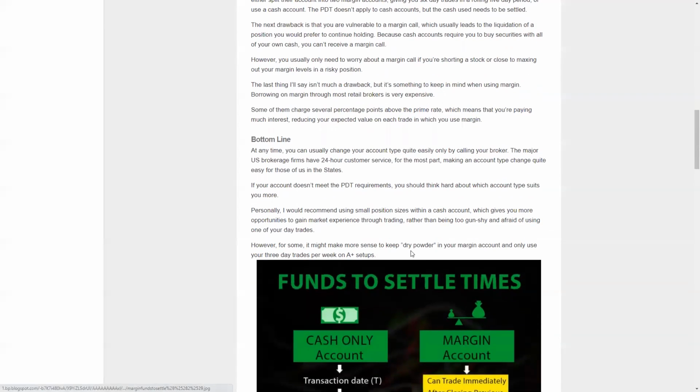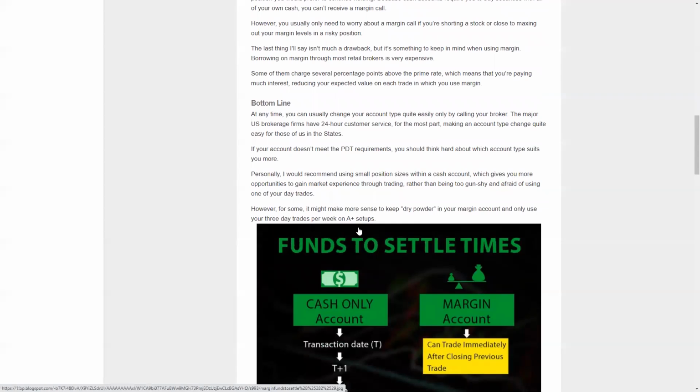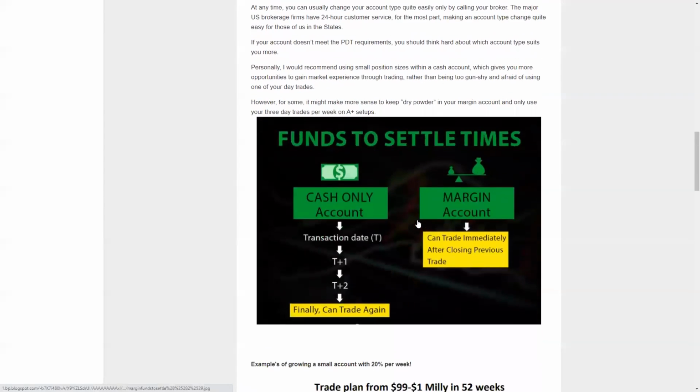However, for some, it might make more sense to keep dry powder in your margin account and only use your 3 day trades per week on just A-plus setups. Okay, so it depends on your trading style, but this is my recommendation when it comes to small trading accounts.